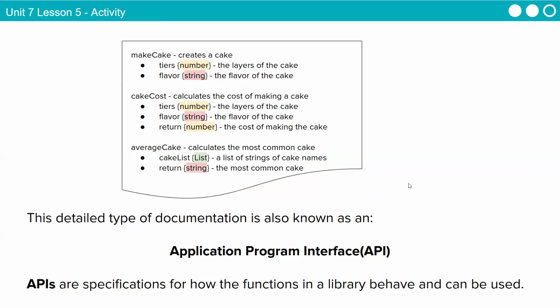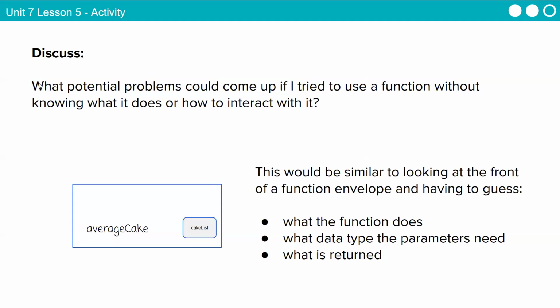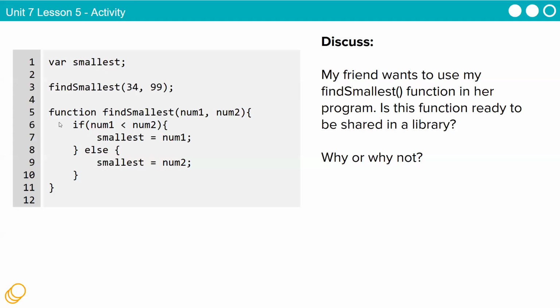So a detailed type of documentation is also known as an application program interface, or an API. APIs are specifications for how the functions in a library behave and can be used. So thinking about what potential problems could come up if I tried to use a function without knowing what it does or how to interact with it, right? Look at this average cake function. This would be similar to looking at the front of a function envelope and having to guess, what does the function do? What is the data type of the parameter? Is anything returned?